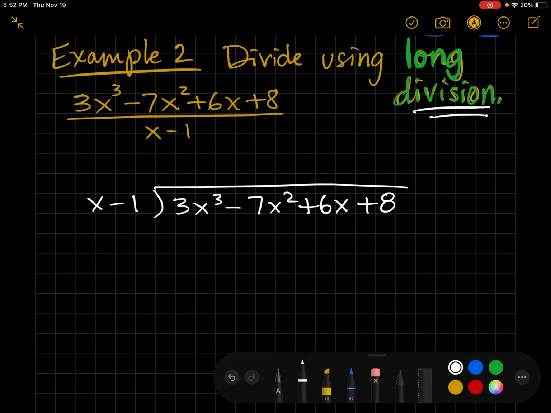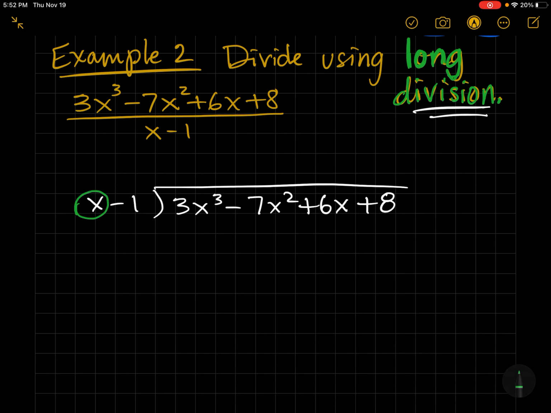You're only, and let me change colors just for a moment, you're only going to focus on x, which is the first part, and this first part right here. So you're going to ask yourself, how many times does x go into 3x cubed? Or you're really dividing it in. So what am I going to multiply x by to get this? 3x squared.